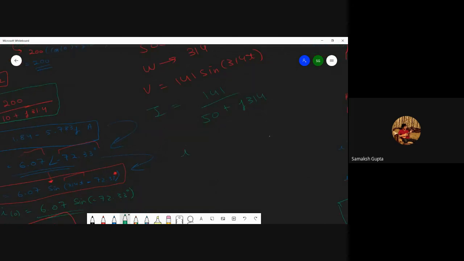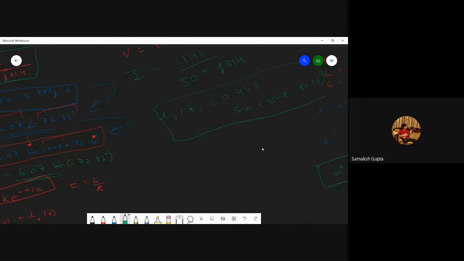Okay. So your I would be 141 upon 50 plus j 314. So in general your steady state current would become 0.443 sine 314t minus 80.95 degrees. This will be your general steady state part. And you need to find the transient part, which is the K e to the power minus t by tau, and that would come out to be 0.437 e to the power minus 50t. This will be your answer for the transient part.